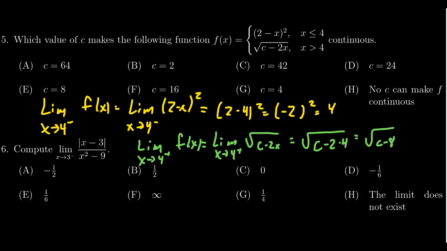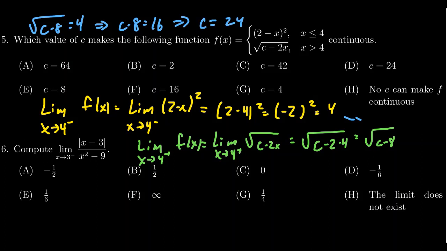So in order to be continuous, these two pieces, the left limit and the right limit, have to agree with each other. So we have to solve the equation, the square root of c minus 8 is equal to 4. To do that, we're going to square both sides. We get c minus 8 is equal to 16. Then we're going to add 8 to both sides, and we get c equals 24. And so c equals 24 is the only parameter that will make this piecewise function continuous. So the answer turns out to be D.